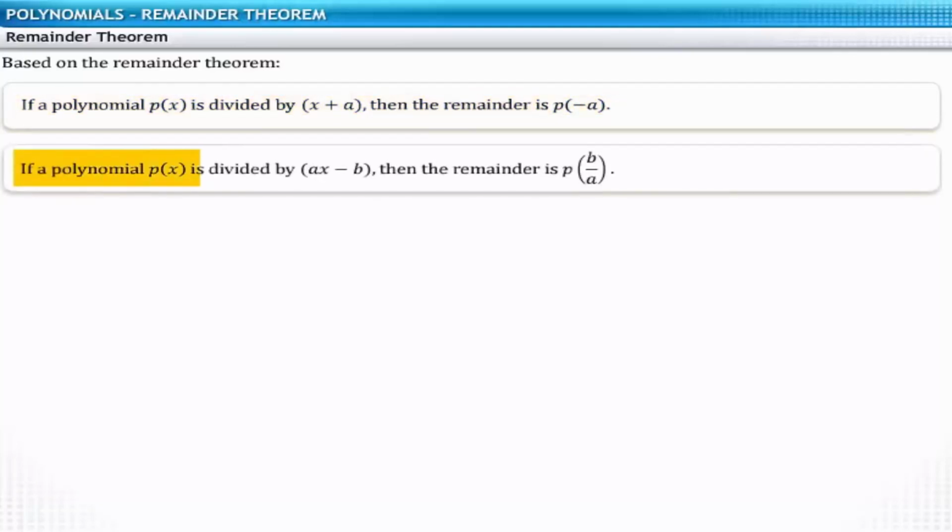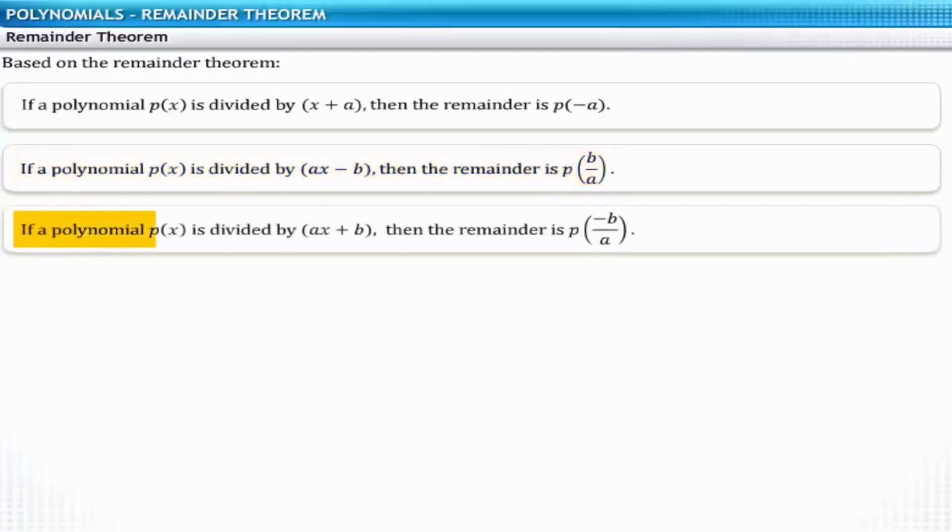If a polynomial P of x is divided by ax minus b, then the remainder is P of b divided by a. If a polynomial P of x is divided by ax plus b, then the remainder is P of minus b divided by a. Let us apply these guidelines to solve some problems.